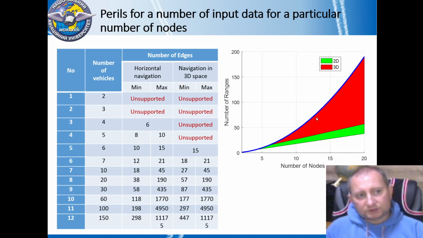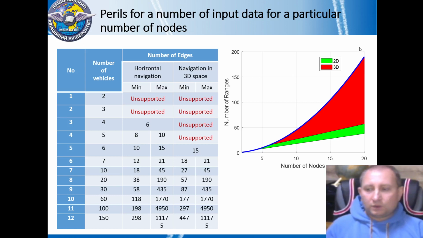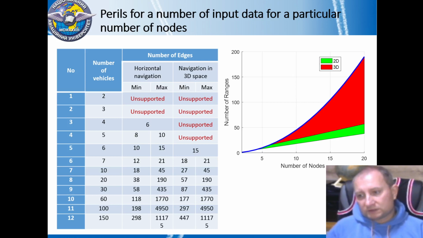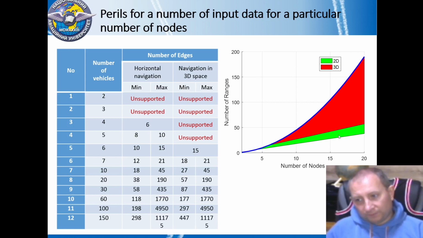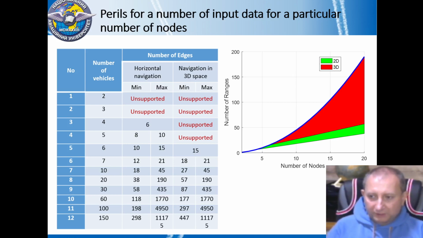The blue line is the total number of combinations. It means we have all ranges between all nodes in the network. And the green area shows the solution of these navigation equations for two-dimensional space, and the red one for three-dimensional space. That's why for three-dimensional space we always need a little bit more data, because we get an extra number of unknown variables.